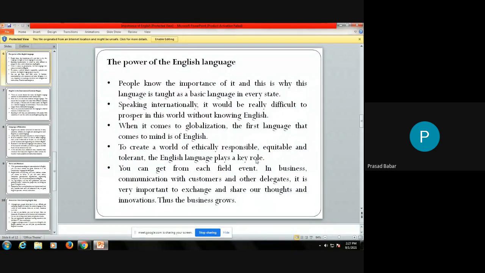Okay, so to create a world of ethically responsible, equitable and tolerant people, the English language plays a key role. So English has its key role in creating a world of ethically responsible, equitable and tolerant people.